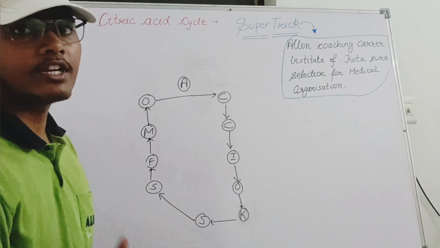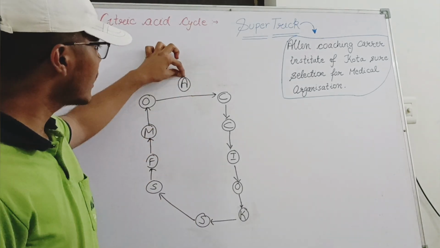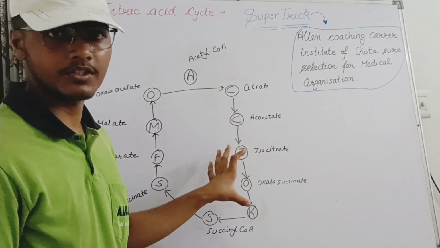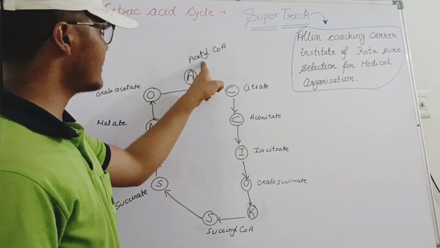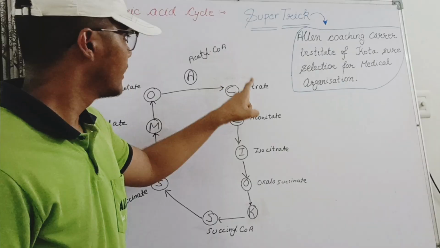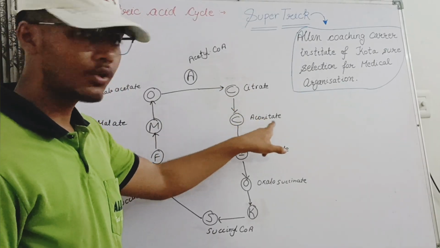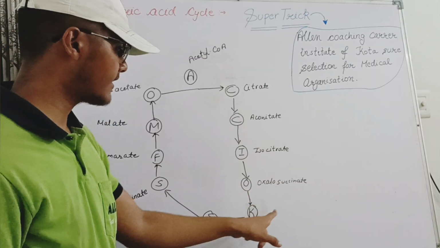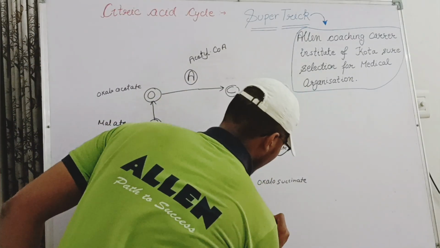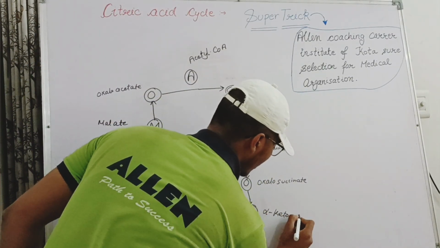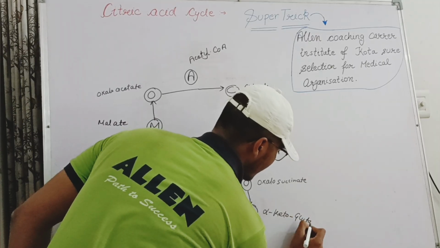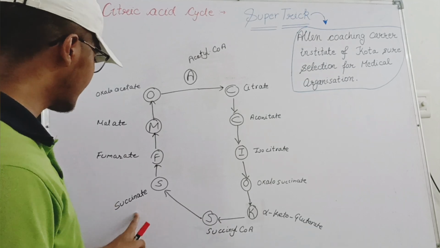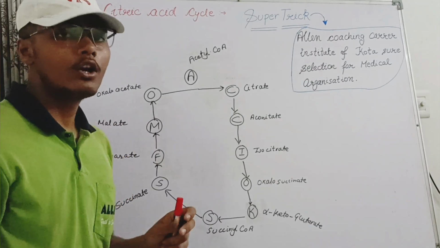Now what we will do is write the actual meanings of all the words we have written. Now let's check it. A for acetyl coenzyme A. Okay. C means citrate, aconitate, isocitrate. The next one is oxalosuccinate. The next is alpha ketoglutarate. Next one is succinyl coenzyme A. Next one, succinate, fumarate, malate, oxaloacetate.